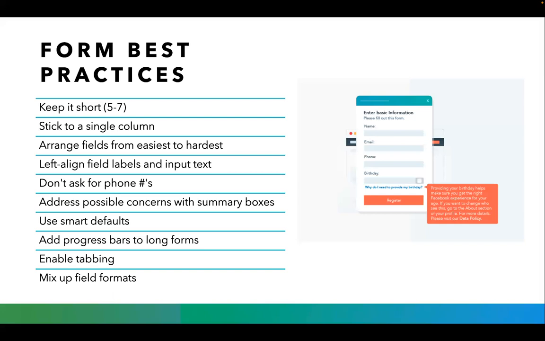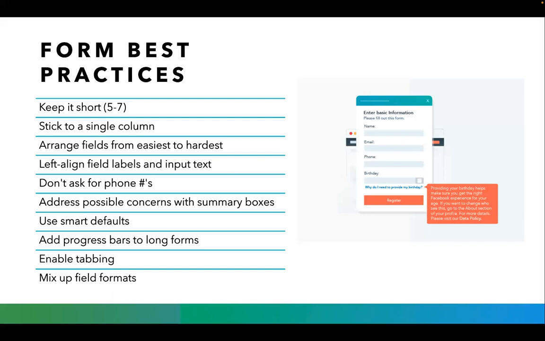Number 7, use smart defaults. So if you have a drop down where somebody can select their country, and most of your form submissions are most likely to be from the US, make that selection for them by default. So that's one thing they don't have to click on. You can also make the default based on their cookies. That's the back end way of doing it, but having smart defaults creates a more personalized view for them as well.